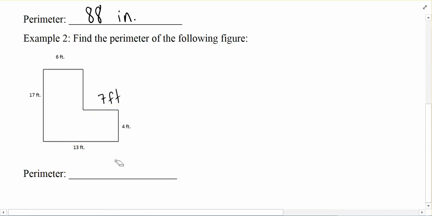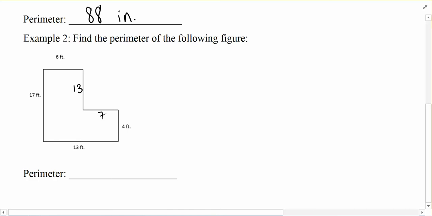To find the other missing measurement, we could use similar reasoning to say the entire height is 17 feet. We have 4 feet there. And so what are we missing? We're missing 13 feet there. So that measurement's 13. And all of a sudden, we should have our values. Let me go ahead and rewrite those so it's clear what they're representing: this one here is the 13, and this one here is the 7.